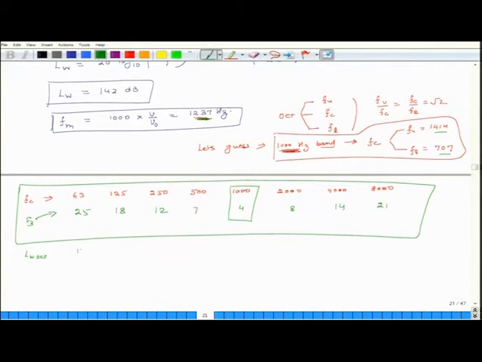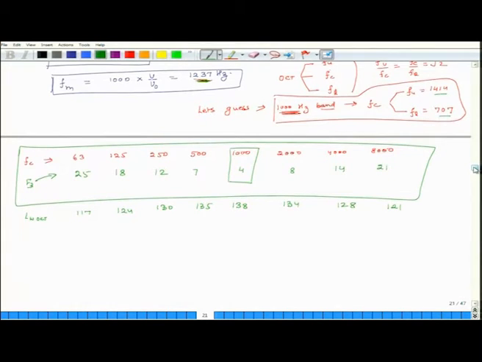So, it is 117. 142 minus 18 is 124, 130, 135, 138, 134, 128 and 121. So, this is LW oct.